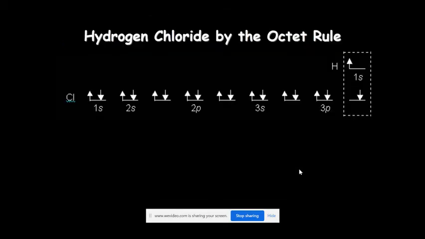This is that exact thing working with a bond between hydrogen and chlorine, just to show you where the electrons are that are bonding. The only electron chlorine has to bond is in the 3p orbital, and hydrogen's is in the 1s orbital. They share these and both have a full outer shell, chlorine with 8, hydrogen with 2.